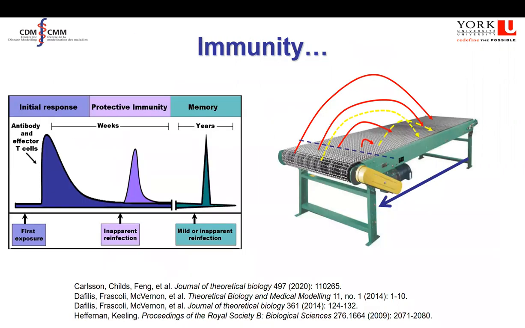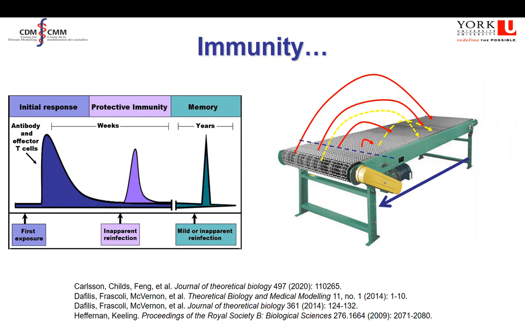Okay. So on the left-hand side, this is a blow-up of a figure that I've already shown. What we're really interested in for vaccination and infection is what that initial response is going to look like. So you get some antibody and some effector T cells. Some of the cells that are generated by the vaccine or from the infection will then become memory cells, and we have antibodies too. And then you can see that if you're exposed a short time frame later, you may have an inapparent reinfection, or you could be totally protected against infection. And then if you look at maybe years later, this is especially true for measles or, say, pertussis, you could have a mild or inapparent reinfection if you're exposed years later, or you could also have an asymptomatic infection or just a boost in your immunity.